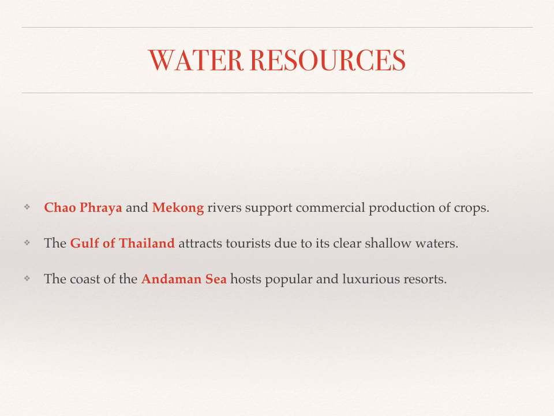Water resources. The main rivers in Thailand are the Mekong and the Chao Phraya. Both of these rivers support the commercial production of crops in Thailand, mainly rice. The Gulf of Thailand attracts lots of tourists and has clear, shallow waters. And on the other coast of Thailand, where the Andaman Sea is, there are more popular and luxurious resorts.